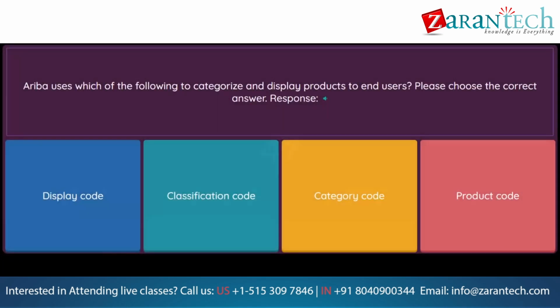Question: Ariba uses which of the following to categorize and display products to end users? Please choose the correct answer. Response. Option 1, display code. Option 2, classification code. Option 3, category code. Option 4, product code.